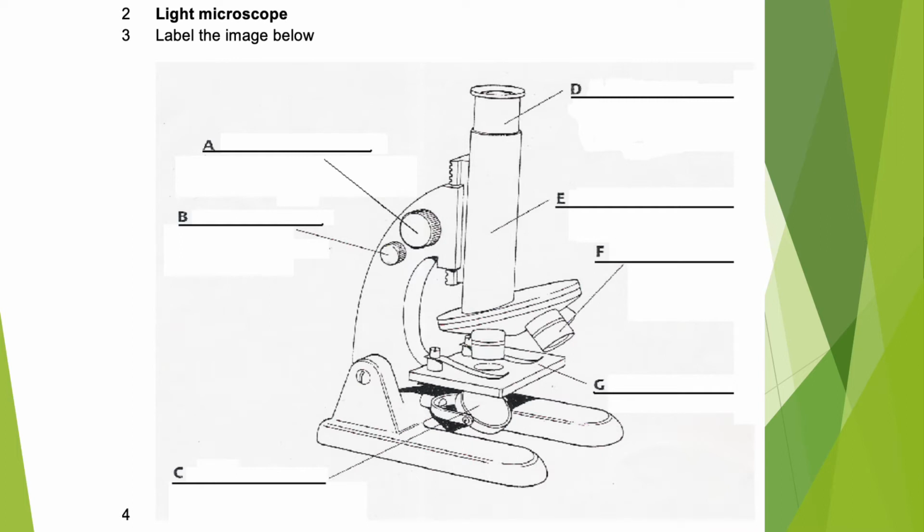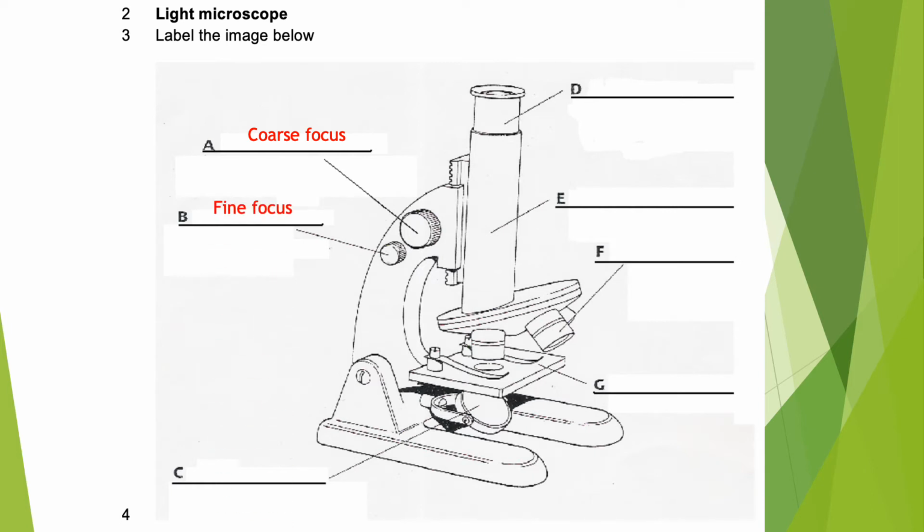Starting with A, you're going to have two dials on most microscopes, and one dial will be much bigger than the other one, and the bigger one is called the coarse focus. The coarse focus will actually move the stage up and down, or in this case, it's actually going to move the body tube up and down, and that is a fast way of bringing your specimen into focus. And the smaller dial will be called the fine focus.